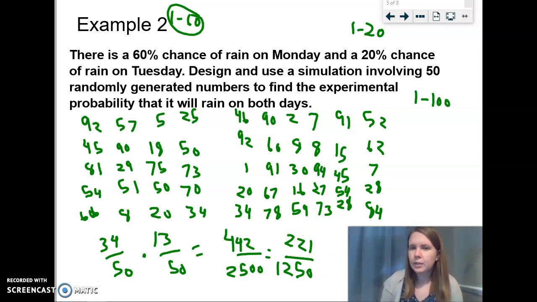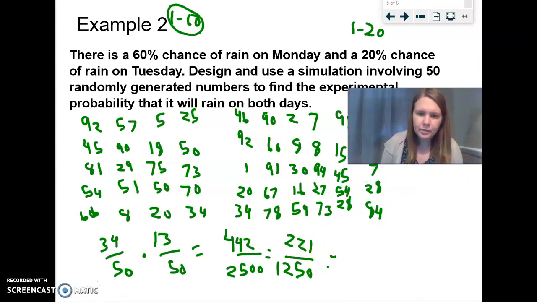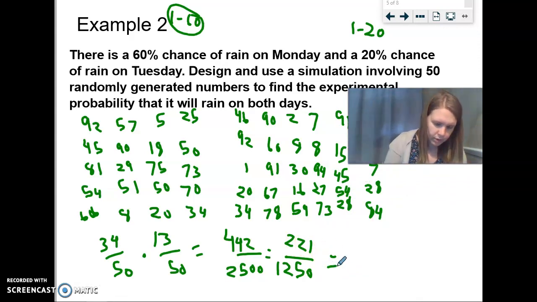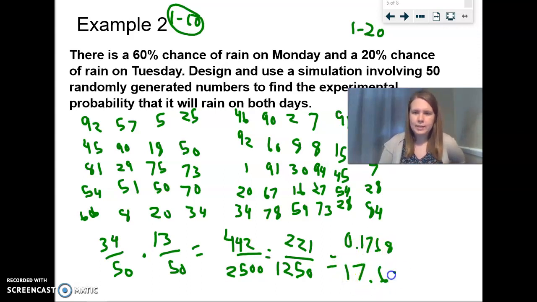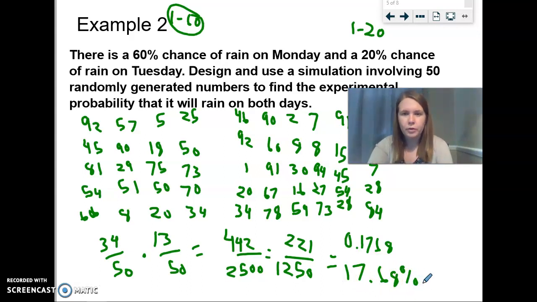So let's actually find that as a percentage. I'm going to take 221 divided by 1,250. So this is my decimal form, 0.1768. Move my decimal 2 to the right. So I would have a percent of 17.68. Because remember, our probabilities we can write in percents, in fraction form, or in a whole value or decimal form. So the likelihood that it's going to rain both Monday and Tuesday is only 17.68%. So probably unlikely. Okay. Let's see what else we got in this lesson.